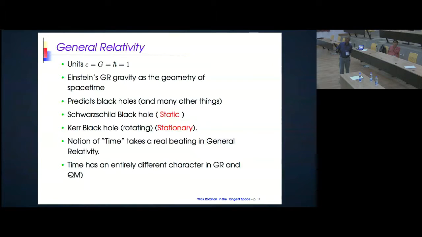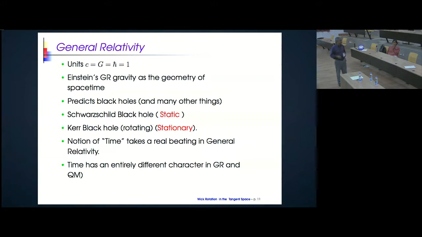So Einstein, well, let me just choose units in which the fundamental constants are set to 1. Einstein's view of GR, of gravity, is that it's the geometry of space-time. It predicts black holes and many other things like gravitational radiation, on which there's a conference going on right now. In particular, it predicts the Schwarzschild black hole, which is a static object, and the Kerr black hole, which is a rotating object. So let me explain these two words, which I put in red here.